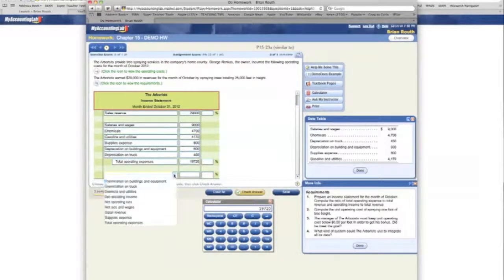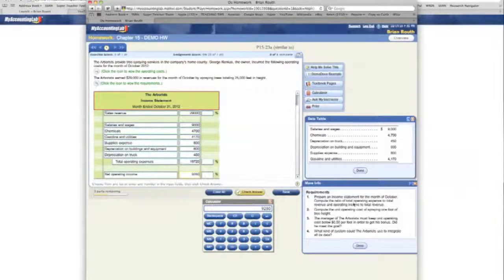And my last line will be my net operating income or net operating loss. So we really don't know which one, but if you look at your sales revenue, we can see revenue is $29,000. Total expenses were almost $20,000, so we know we're going to have an income there. So I want the difference in $29,000 and $19,720. So I go back down to my calculator, clear it out. 29,000 minus 19,720 is $9,280.